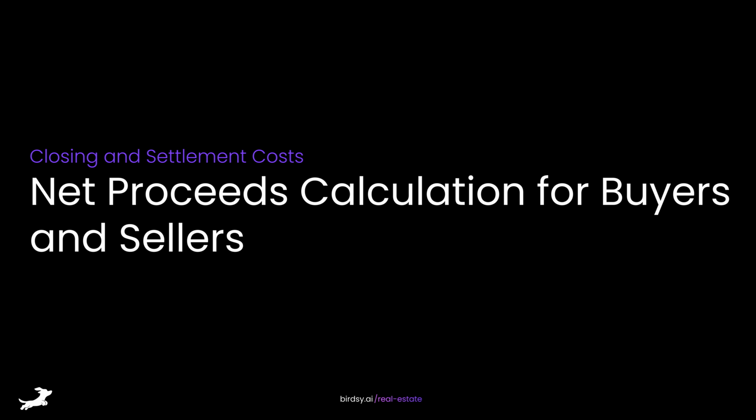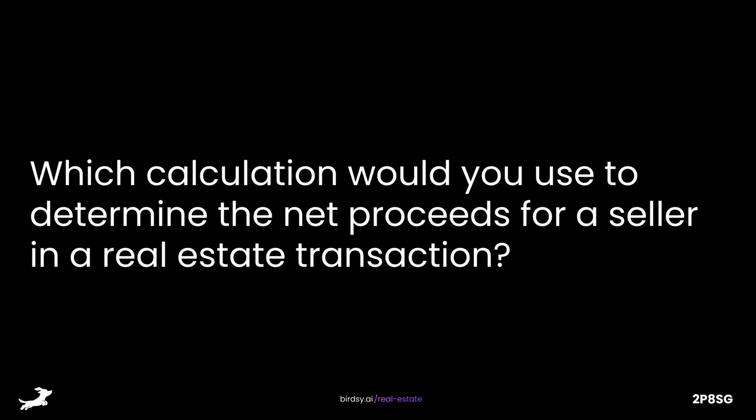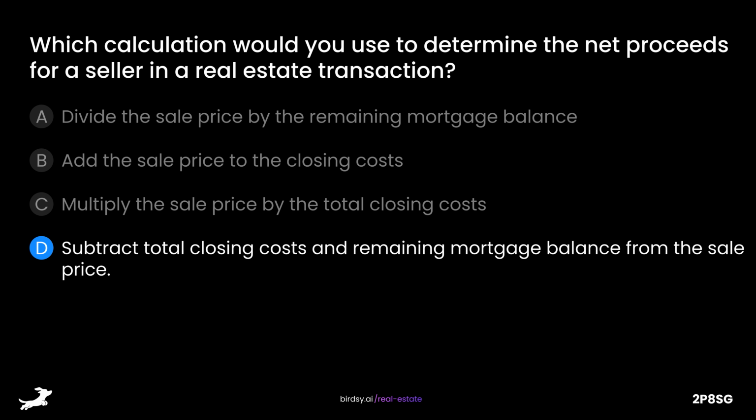Net proceeds calculation for buyers and sellers. Which calculation would you use to determine the net proceeds for a seller in a real estate transaction? Is it A. Divide the sale price by the remaining mortgage balance? B. Add the sale price to the closing costs? C. Multiply the sale price by the total closing costs? Or D. Subtract total closing costs and remaining mortgage balance from the sale price?